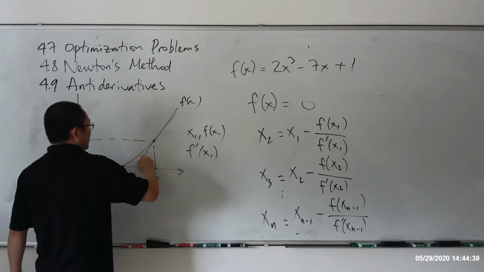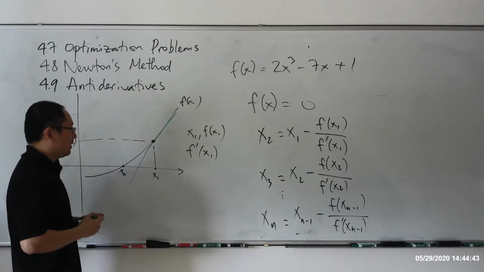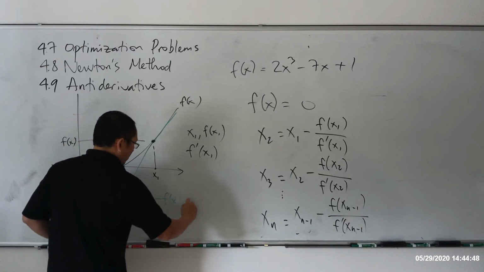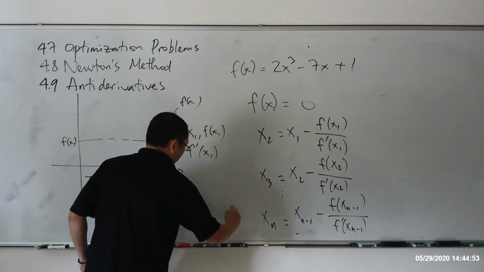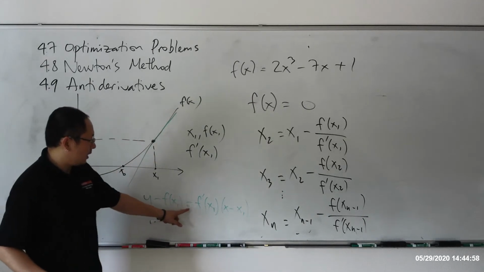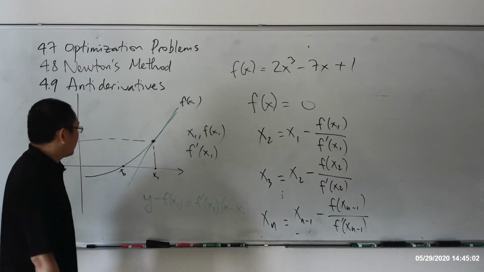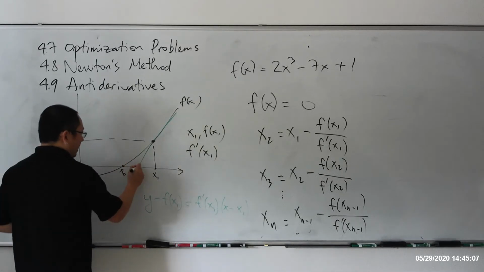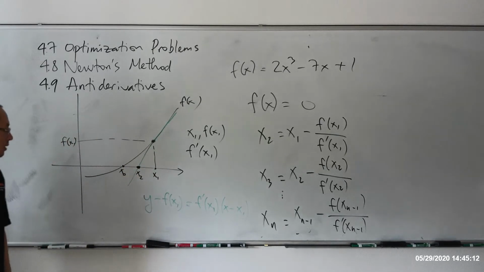And can I find the equation of this line if I know the point and I know the slope? Yes. The equation of the line is what? y minus y1 equal to m times x minus x1. y minus y1 equal to slope times x minus x1. This is the equation of that tangent line right here. All right? And this is my x2, the point that I'm looking for. And you guys see that x2 is getting closer to x0 compared to x1.